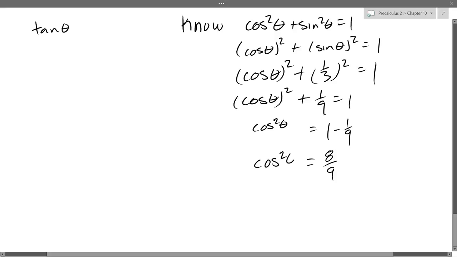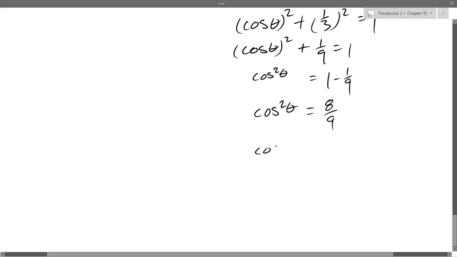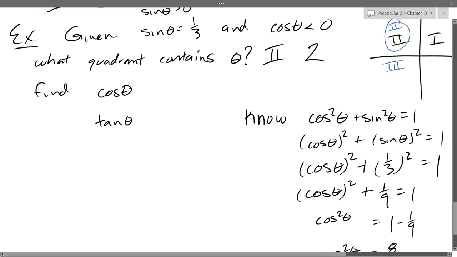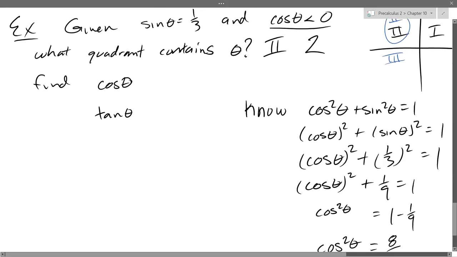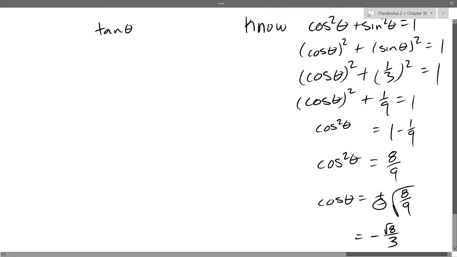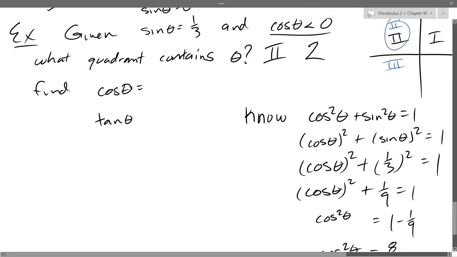And of course, this is cos squared theta, so I square root both sides. Cos theta equals plus or minus square root 8/9, which I can write as square root 8 over square root 9, which of course is 3. Plus or minus, I have to choose. And it's not really a choice. Right here, cos is less than 0. So I'm not really choosing, I'm more following directions. Negative, they said cos is negative. Cos is negative square root 8 over 3.